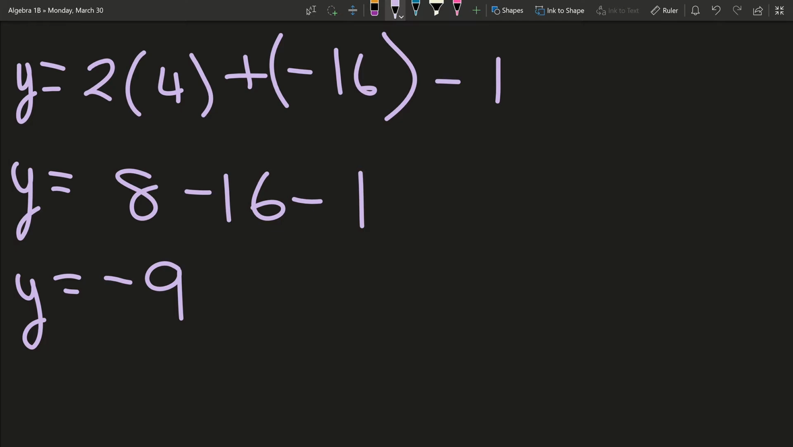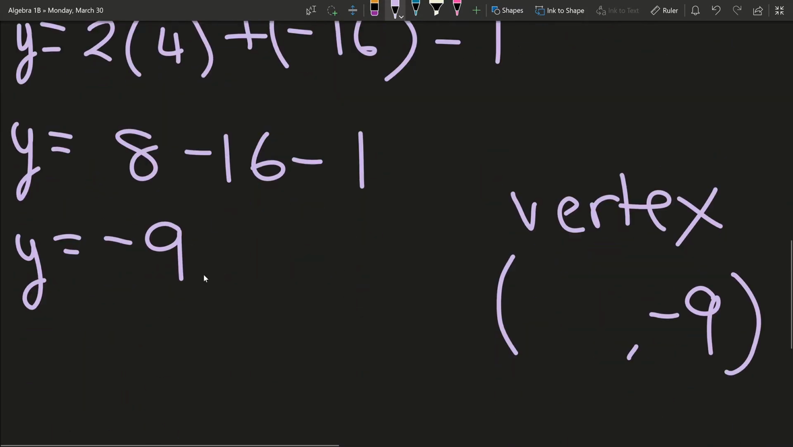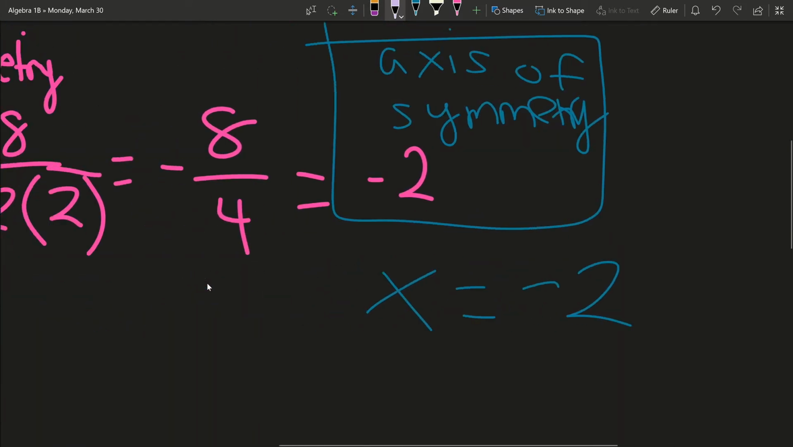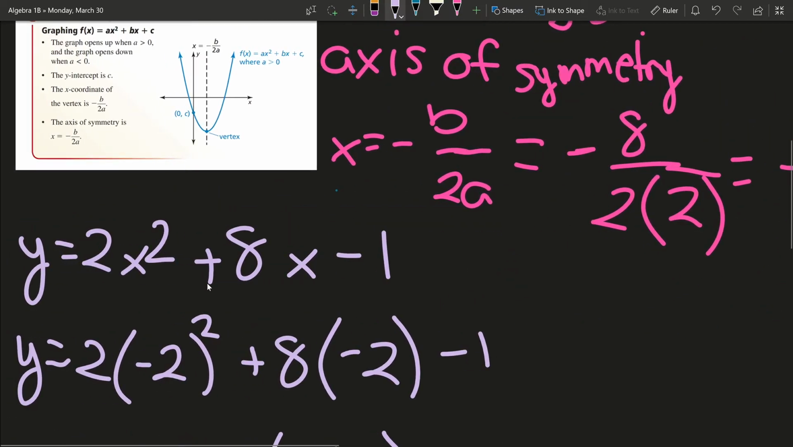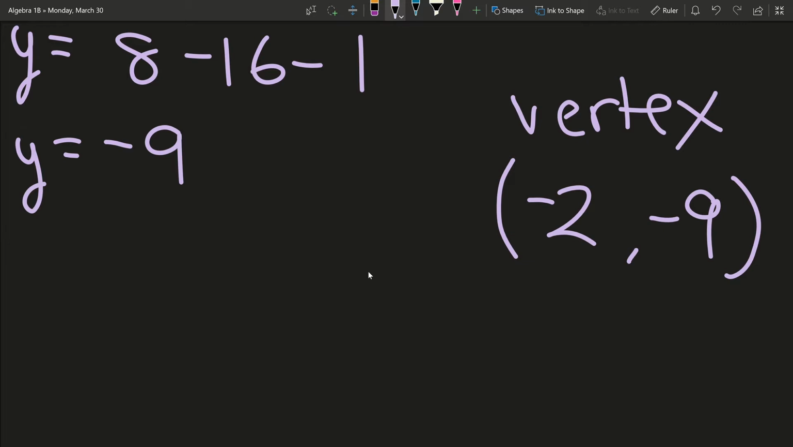So how can we use this information? What does -9 tell us? Well, this is the y. To figure out what our vertex is, we have -9 so far on the y side. But what is our x? Well, x is whatever we plugged in at the very beginning. So we're going to plug in -2 right here, because remember, the vertex is on the axis of symmetry. So whatever answer we have right here is going to be right there. And that's all you need to do.